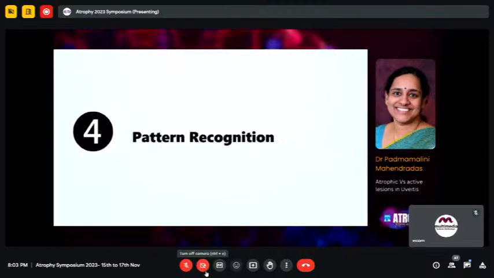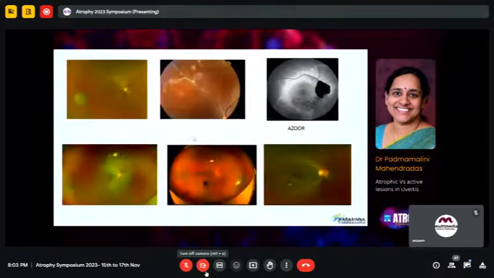Coming to pattern recognition, whenever we see a patient with a circumscribed chorioretinal scar, it is most likely secondary to toxoplasmosis. Vasculitis with scar along the vessels is commonly seen in tuberculosis. If we see a trizonal pattern of autofluorescence, we suspect AZOOR, that is acute zonal occult outer retinopathy. Peripapillary lesions are suggestive of serpiginous choroiditis, mostly secondary to immune-mediated disease.